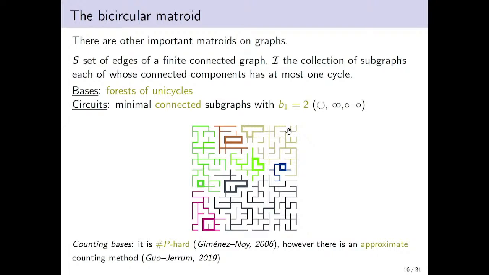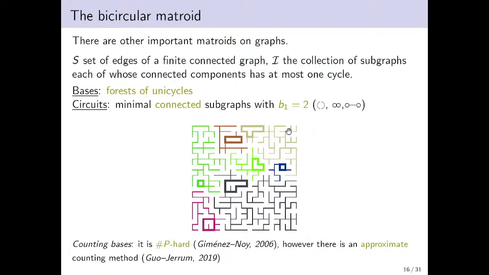You take, again, S to be the set of edges of your finite connected graph, and now you define the independent subsets to be the collection of subgraphs whose connected components have at most 1 cycle. The bases of these are the subgraphs each of whose connected components has exactly 1 cycle, and they are represented here. This is what I call spanning forests of unicycles. And the circuits, if you think about it, are the minimal connected subgraphs with 2 cycles.